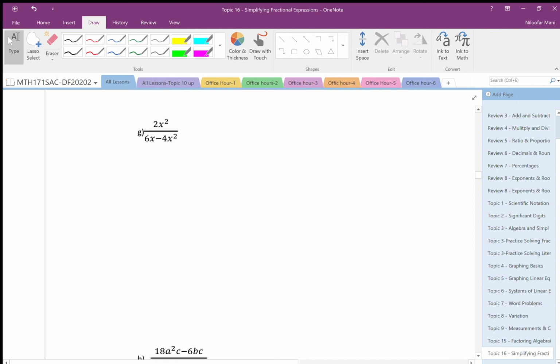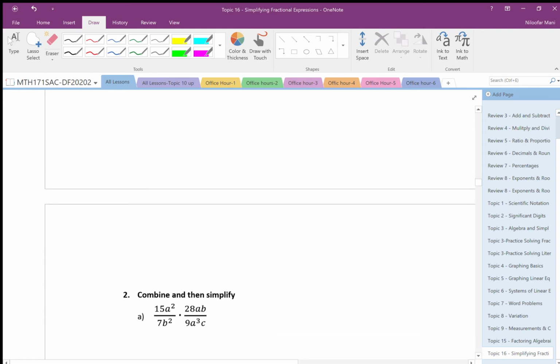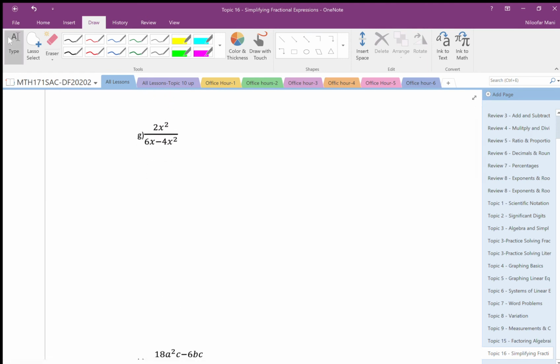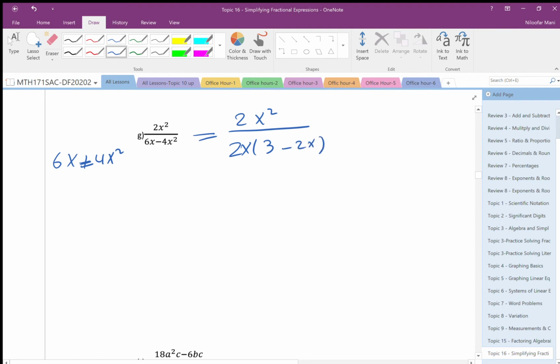How about this question? And then we have the practice questions. Let me see. I can factor 2x squared minus 2x. Now I can factor 2 and 2, I can factor this and this. It's x over 3 minus 2x. Perfect.